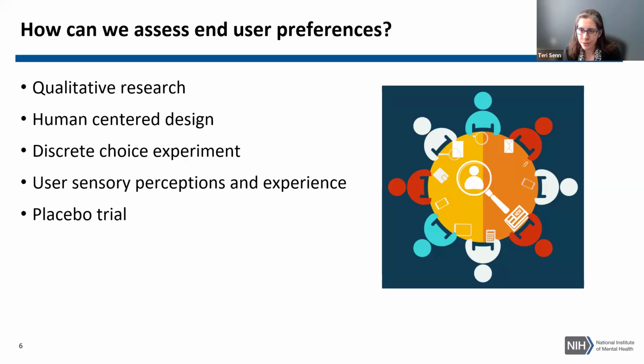Qualitative research, these are standard interviews and focus groups. Human-centered design approaches, discrete choice experiments, assessment of user sensory perceptions and experience, and placebo trials. And there is some overlap among these various methods, and many of these methods can and have been combined. For example, qualitative research, interviews and focus groups, is a component of many of these methods. And not everyone would have segmented these methods the same way I did. But to me, these are 5 distinct approaches that I wanted to touch on.